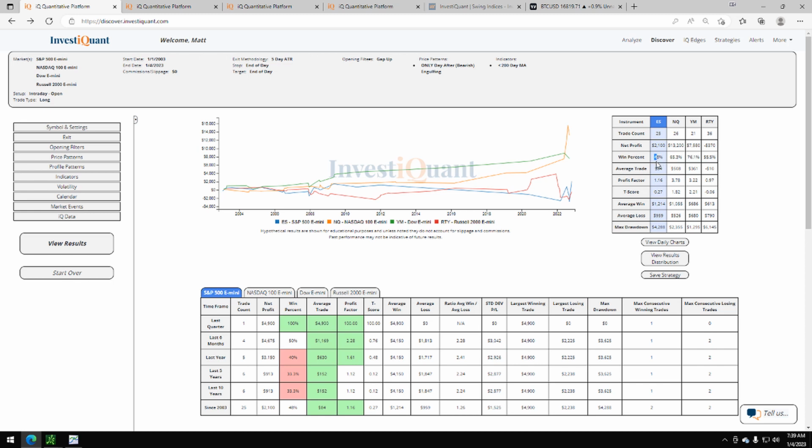If we look at the average moves for the S&P, the average win is larger than the average loss. That's also the case here for the NASDAQ. The Dow is pretty similar in size, and the Russell has a little bit larger average loss. So two of them have larger average wins. Three out of the four are skewed a little bit more towards the upside, with the NASDAQ and the Dow being the strongest of the group.